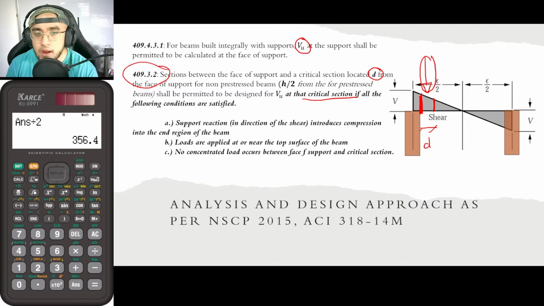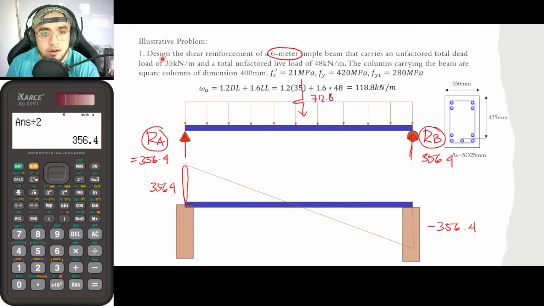Going back to our figure here, we are now to assume that, let me just write, our critical section is located at a distance d from the face of support. Meaning that in our design, this is now our critical section, or this is now the critical section. And that is now Vu at d.